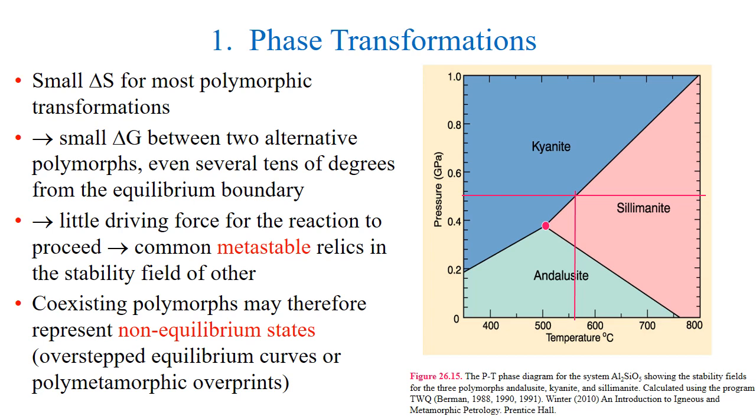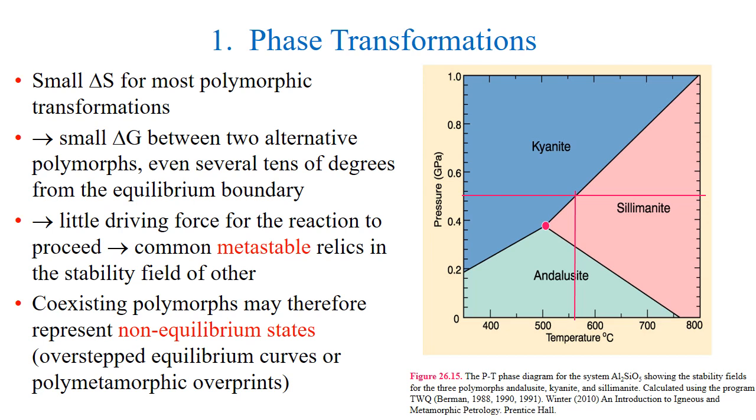What is more likely is that sillimanite partially replaced kyanite during prograde events near the kyanite-sillimanite boundary, and andalusite replaced kyanite during the later events at lower pressure. This overprinting is independent of other minerals' presence, fluids, or other factors.